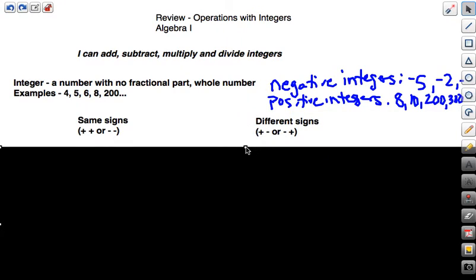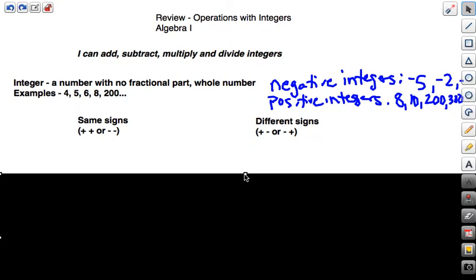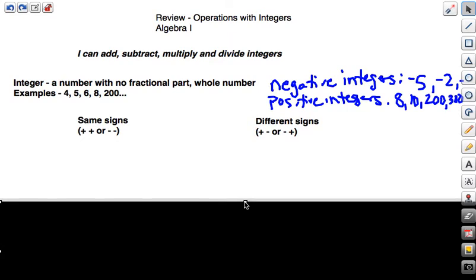So let's look at a couple scenarios. We're going to start with just adding and subtracting integers. So let's say you have same signs. Let's say we have 3 plus 5. These are both positive integers. So we know that their sum is going to be positive. We just add the two numbers together and we'll have 8.